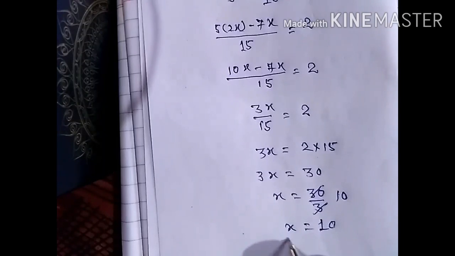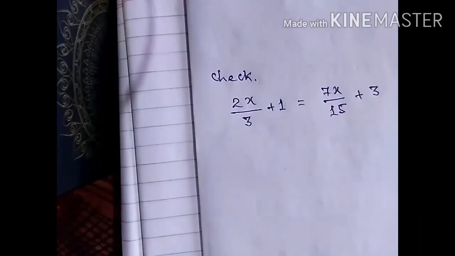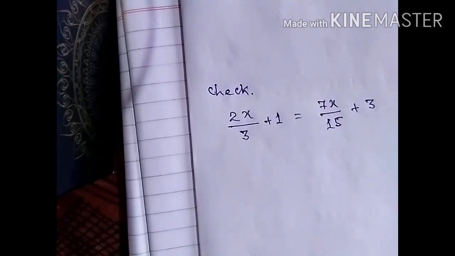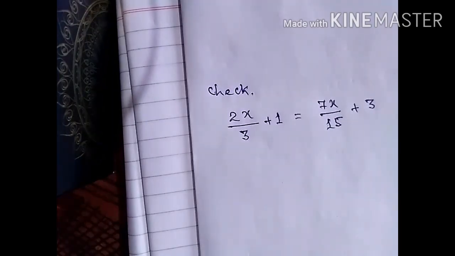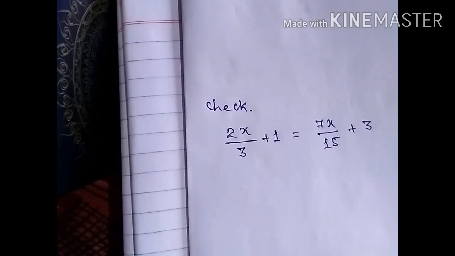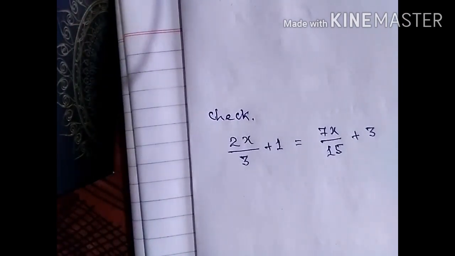The value of this variable x is 10 here, student. Now, we have to check the solution. So, this one is 2x by 3 plus 1 is equal to 7x by 15 plus 3. The value of x is 10, student. So, we have to put the value of x in the given equation.